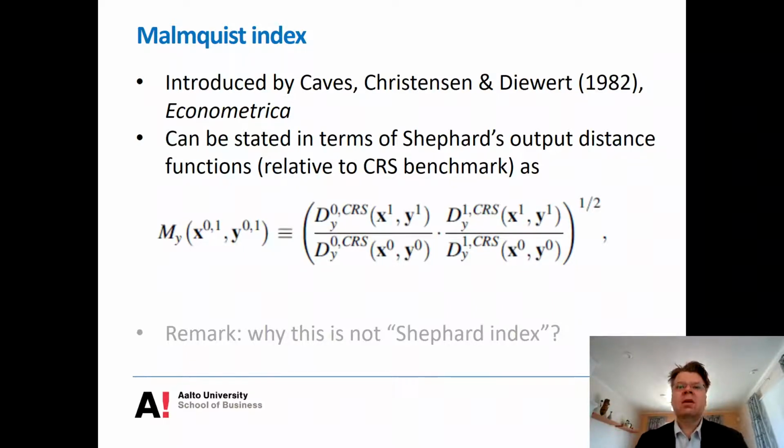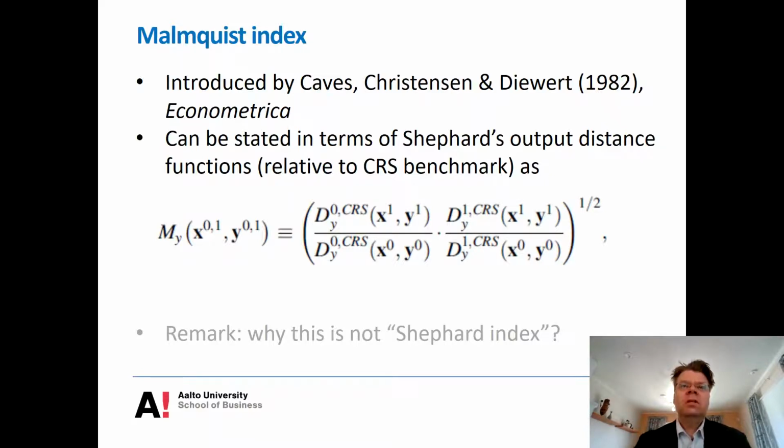And since we do not have any clear preference between the technology of the base period or the target period, we use a similar argument as Irving Fisher in the 1920s, that we take the geometric mean of these two ratios. So that is the standard definition of the Malmquist productivity index.